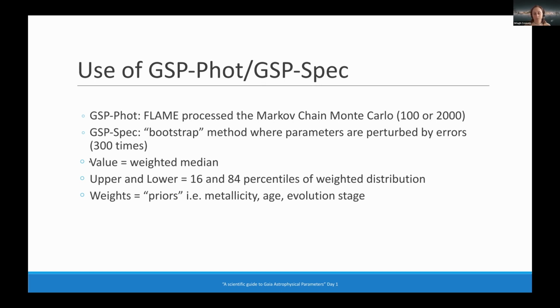And then what is published is the actual value of the parameter, which is given by the weighted median of the distribution. And then the upper and the lower correspond to the 16 and 84 percentiles of the weighted distribution. Our weights come from our priors. So this means the metallicity prior, an age prior, but also an evolution stage prior where there's more weight on the main sequence. As you know, the temperature and luminosity change a lot more slowly on the main sequence. So we need to compensate for this in order to properly estimate the parameters.